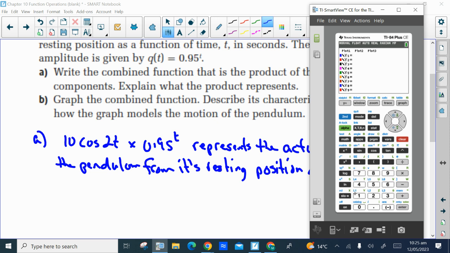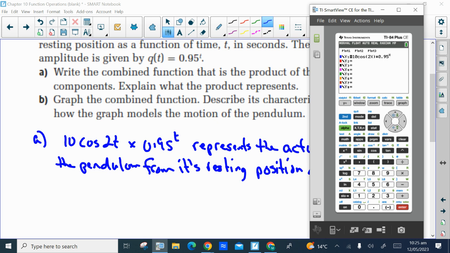In this case, because we're graphing a trig function, we need to be in radians. We're always in radians unless we're specifically told that something's been measured in degrees. But in this case, we are in radians. So 10 times the cosine of 2x in brackets, and that's multiplied by 0.95 to the power x. So there's that equation.